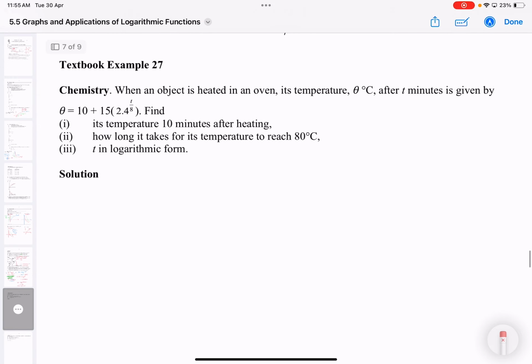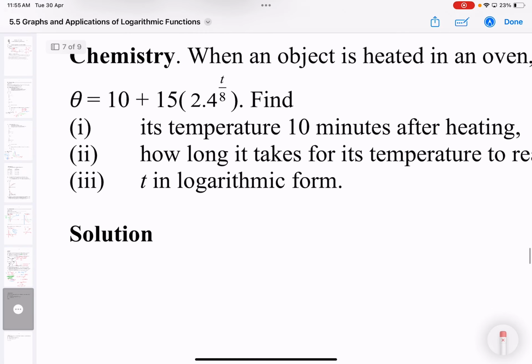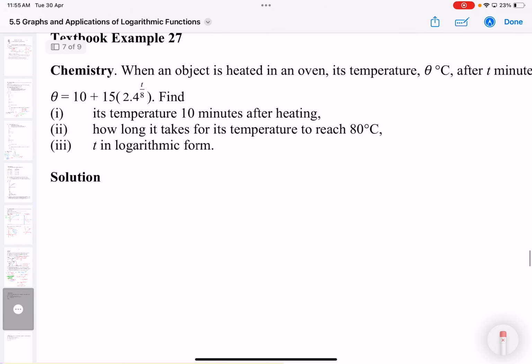Next one, I promise you, is much simpler. You don't see any log over here. This one I'll go through with you. In chemistry, when an object is heated in an oven, its temperature in degrees Celsius after t minutes is given by this equation. Find its temperature 10 minutes after heating.